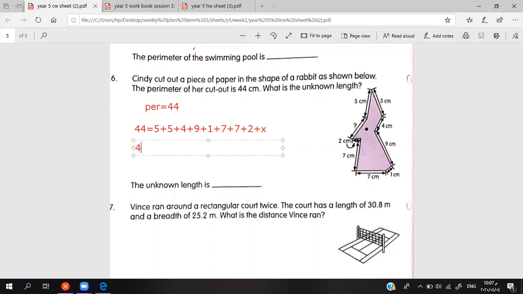Now let's add. 5 plus 5 is 10. 10 plus 4 is 14. 14 plus 9 is 23. Plus 1, 24. 25, 26, 36. It's a 40 plus the x. Now, for the 40 to become a 44, I need how many? I need 4. So the missing side, which is x, equals 4. The unknown length is 4. Okay?